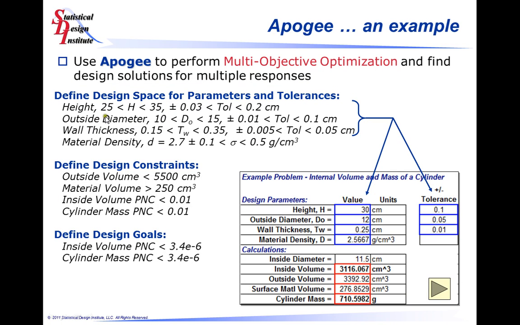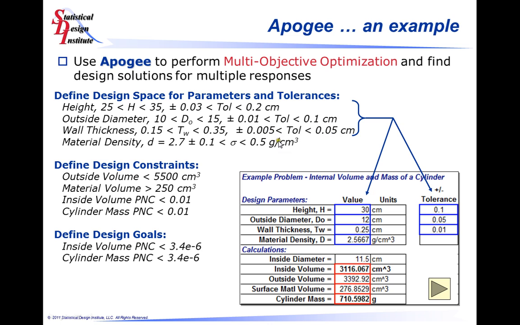So what we determined is that we could really accommodate any height from 25 to 35 centimeters, and we could also support process tolerances from 0.03 to 0.2 on this particular parameter. For the outside diameter, we could pick any value within a range of 10 to 15 with process tolerances from 0.01 to 0.1, and the wall thickness could be from 0.15 to 0.35 with wall thickness tolerances from 0.005 to 0.05.